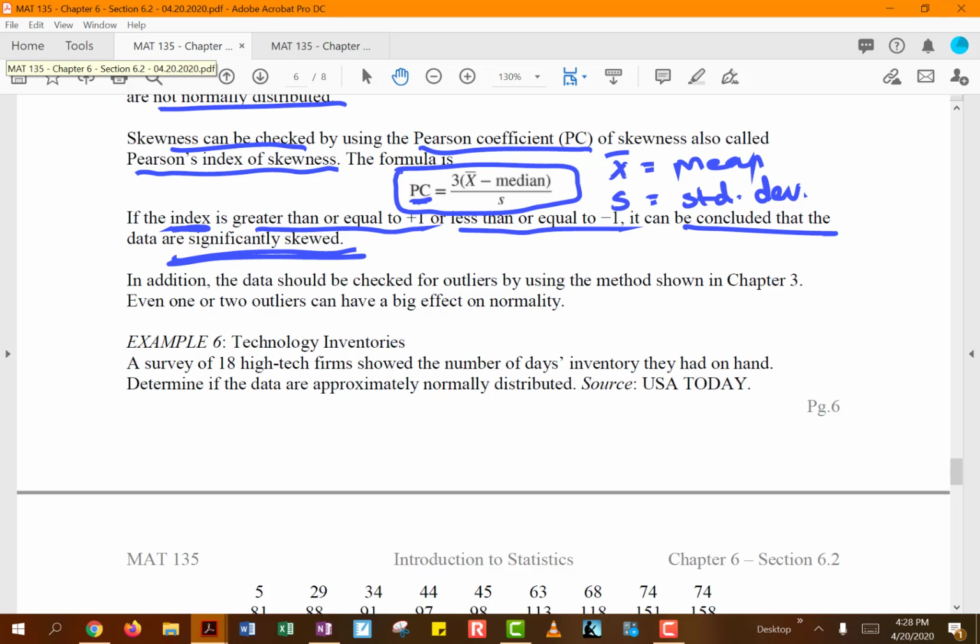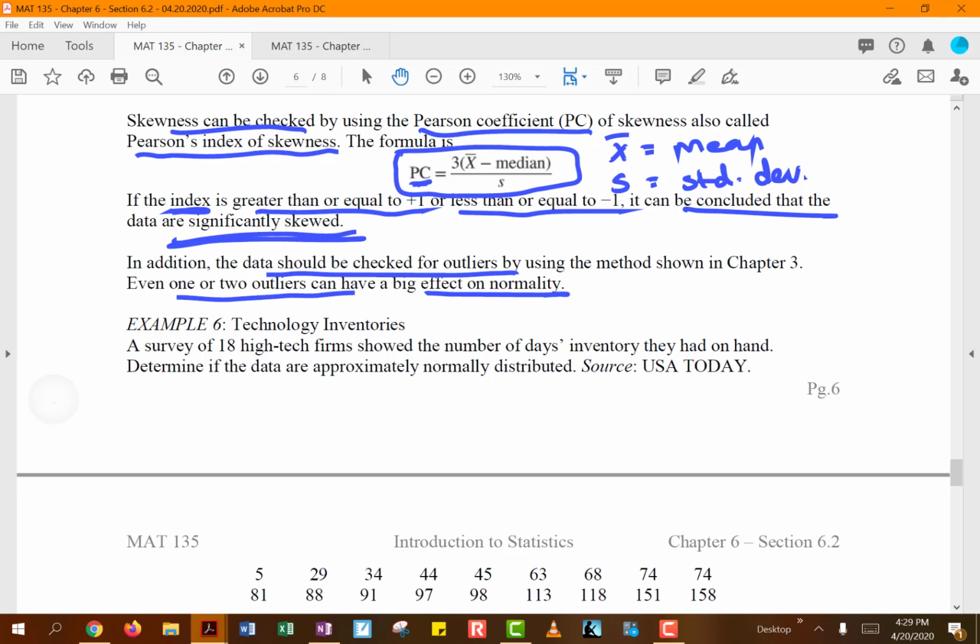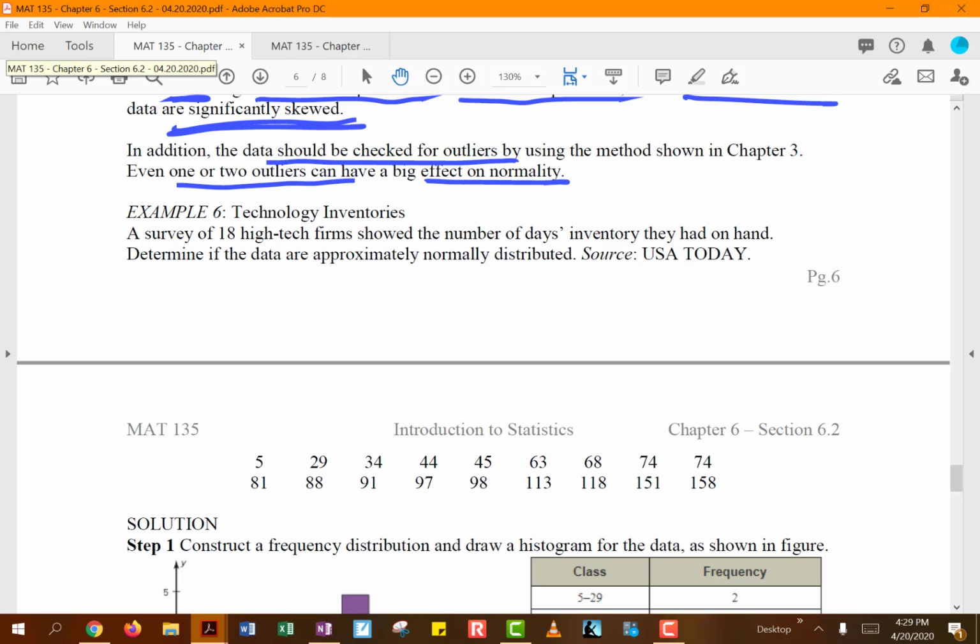The other thing they are also saying is that you can check your data for outliers, and we saw this method back in chapter 3. Even if you have 1 or 2 outliers, that can affect the normality of your data values also. Okay, so in that case, again, you can kind of combine all of these techniques and see what kind of data set you have.